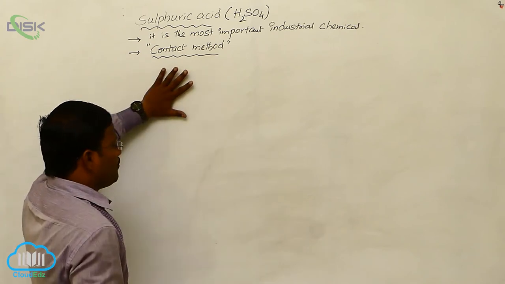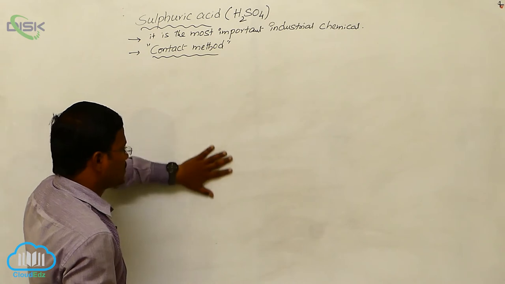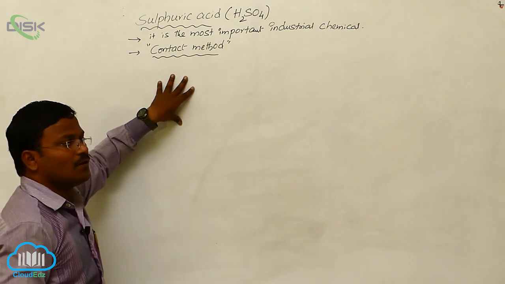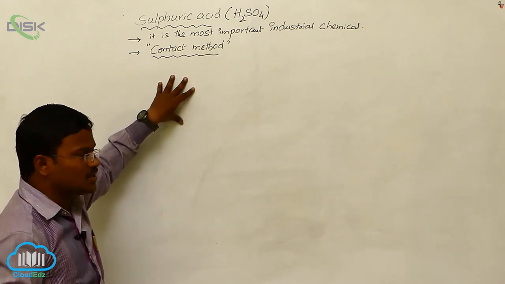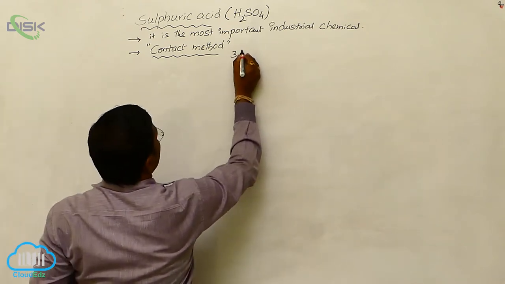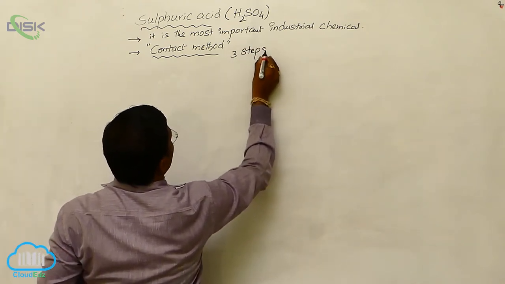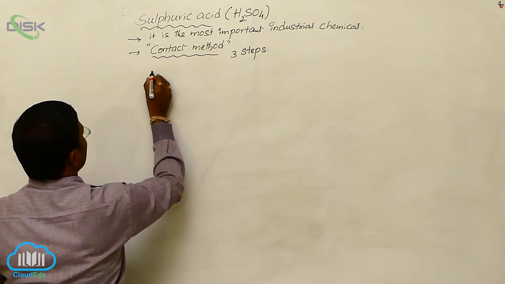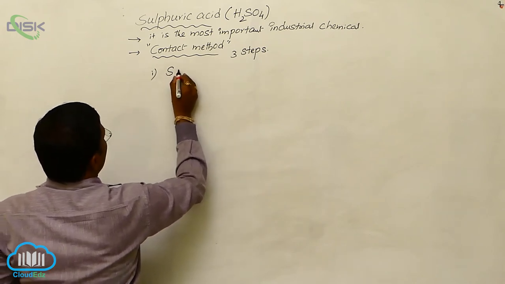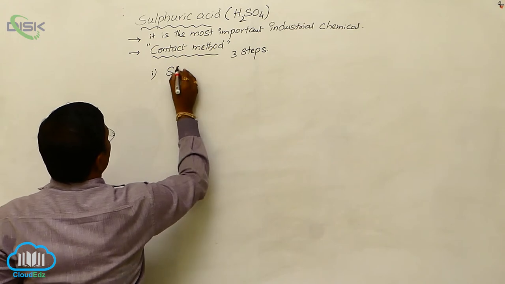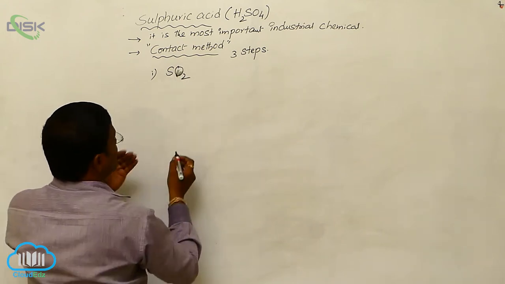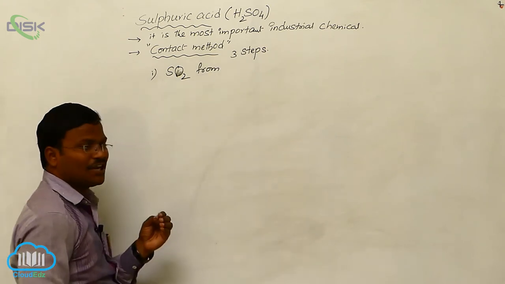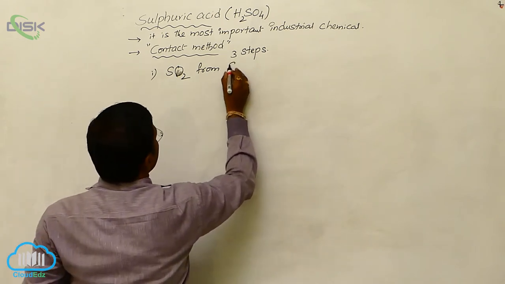In the manufacturing of sulfuric acid, in the laboratory or in the industry, bulk quantity of sulfuric acid may result from the contact process, which includes three steps. In the first step, sulfur dioxide is generated or prepared from sulfur or sulfide ores.